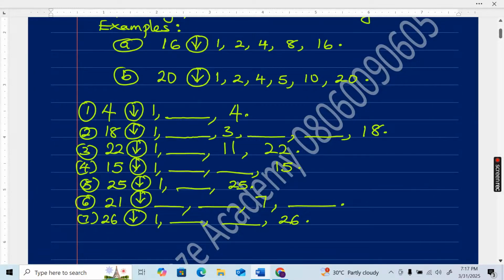Then the next one, number 8. 24 is the number given, but you need to draw your circle and arrow facing down. Blank space, 1, the blank space comes after, blank space, blank space, blank space, blank space, all giving a total of 6 blanks, followed by the last number, which will be 24. Now I'm going to stop here.